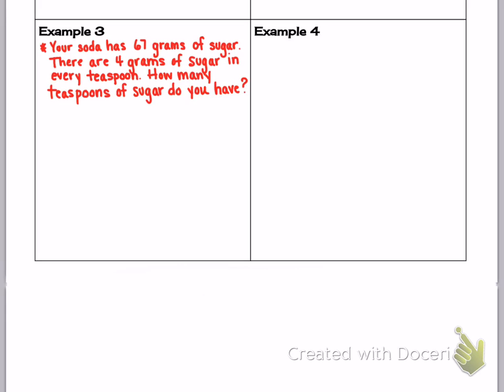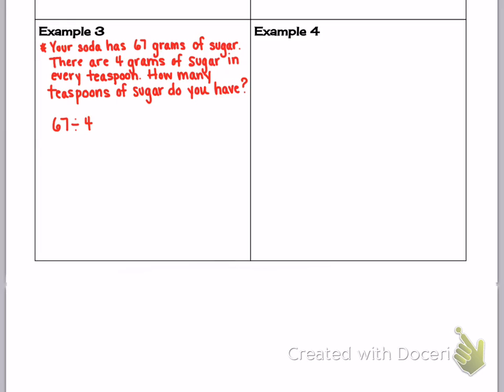Okay, so your soda has 67 grams of sugar. There are 4 grams of sugar in every teaspoon. How many teaspoons of sugar do you have in your soda? So we need to take that 67 and divide it by 4. Now, I know this doesn't look like a decimal problem, but I'm going to show you how this is going to work.